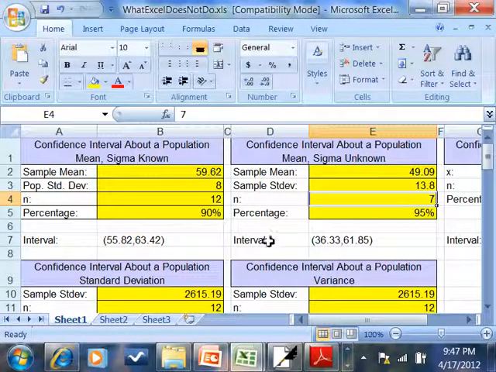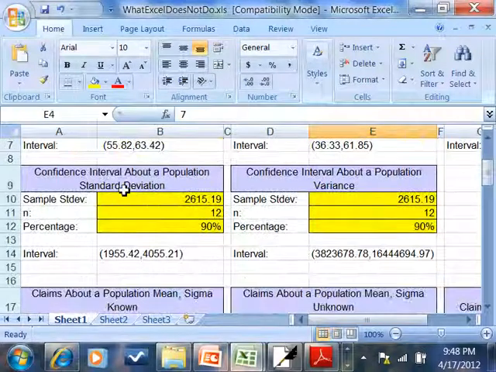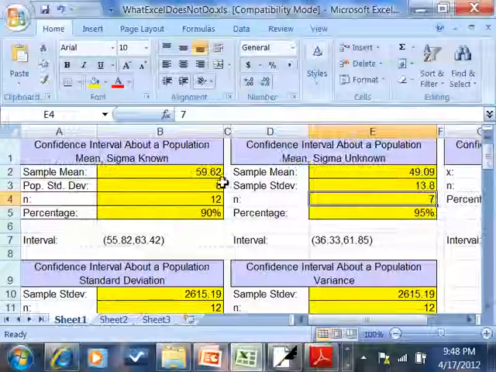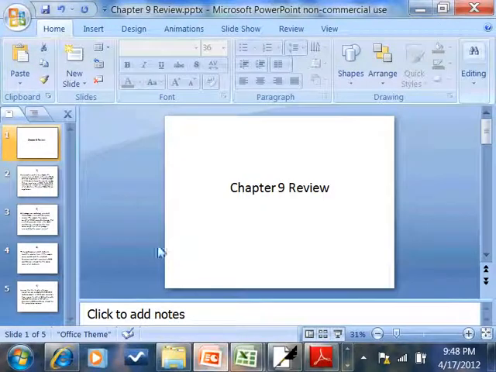There it is. In this spreadsheet, top part of the confidence intervals, and you see how it says it's broken down. Confidence interval about a population mean, sigma is known. Confidence interval about a population mean, sigma unknown. Confidence interval about a population proportion. And then this one is where confidence interval about a population standard deviation and about a population variance. So basically just plug in your numbers in the little yellow boxes here and it calculates for you. Hard part is, not that it's that hard, but the hard part is determining which one to use. So let's look at some examples of that.